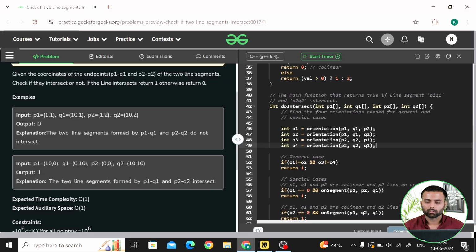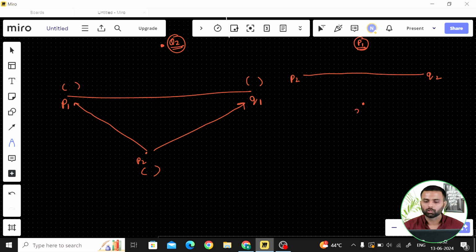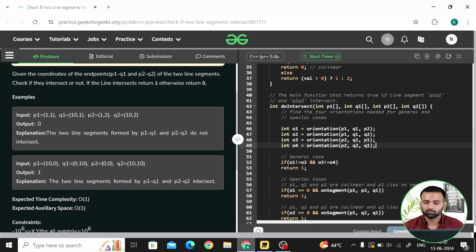Similarly, in the O4 part, I'm checking for Q1. Let's suppose Q1 is here. I hope you know that, right? I'm just doing the same thing as in the previous part. So now let's check the orientation part, how it looks.